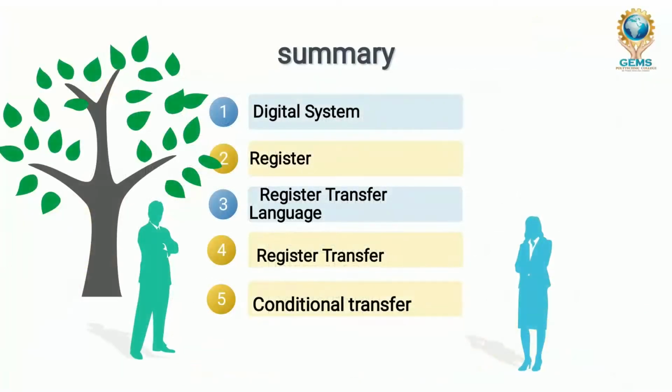In this video lecture, I discussed what is a digital system, what is a register, what is register transfer language, and register transfer, especially conditional transfer. As per the syllabus, what is a conditional transfer? Conditional transfer is nothing but transferring data from one register to another register and performing some operation between the registers based on a condition. I have given an example in this video lecture. Thank you for listening. Thank you so much.